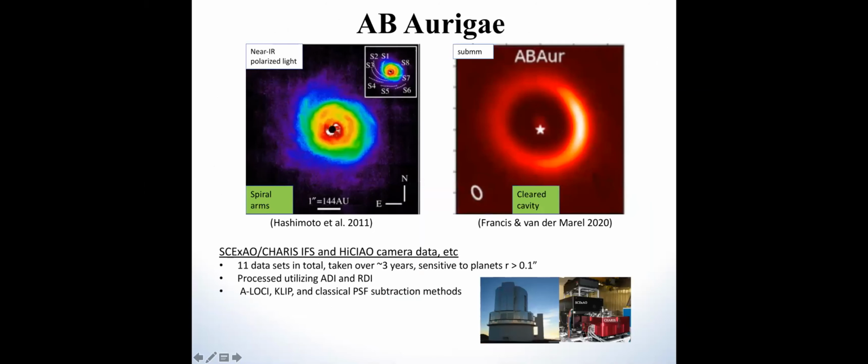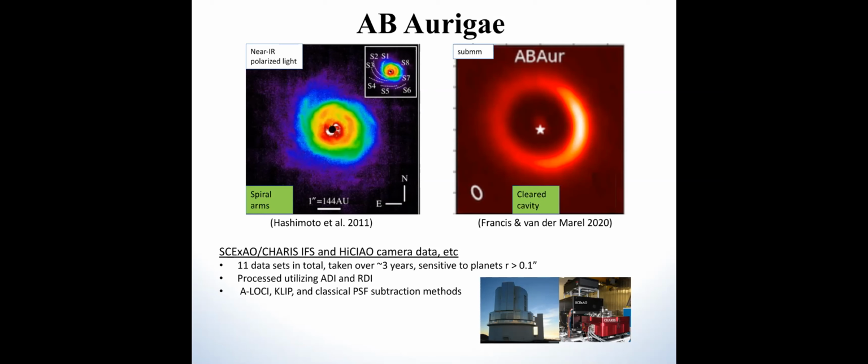So the topic of this work is AB Aurigae. This is a well-known Taurus-Auriga star-forming region member, around 2 to 3 million years old. On hundreds of AU down to a few tens of AU scales, we see spiral arms, many of them. And in the submillimeter, we see evidence for a cleared cavity, presumably evacuated of pebble-sized dust, interior to about an arcsecond, or about 160 AU.